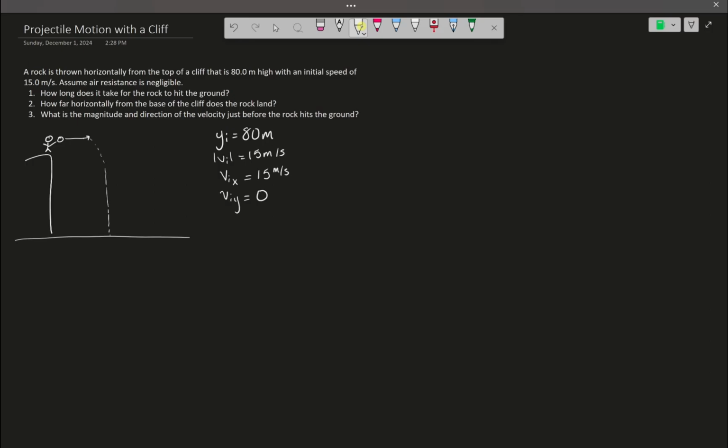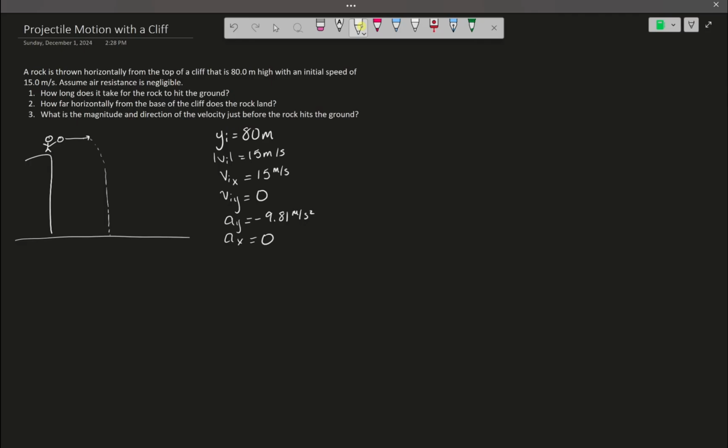I also know that I have acceleration in the y direction due to gravity, that's negative 9.81 meters per second squared. And because the only thing that's acting on this is gravity, I have an acceleration in the x direction that is equal to 0. This is all the information that I have in this problem.